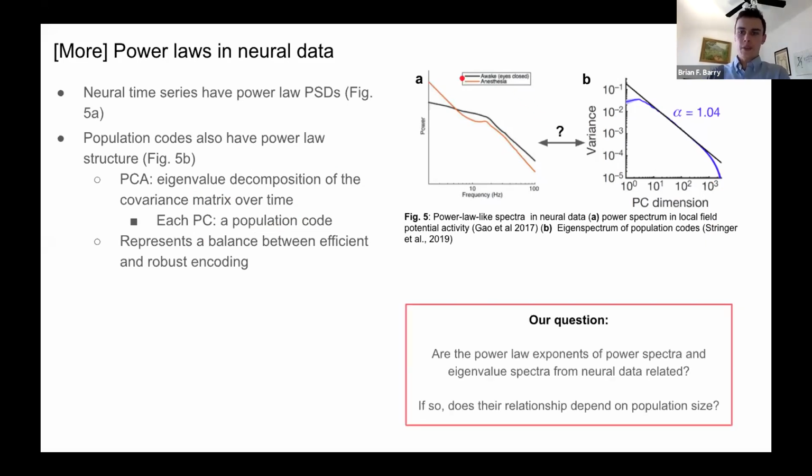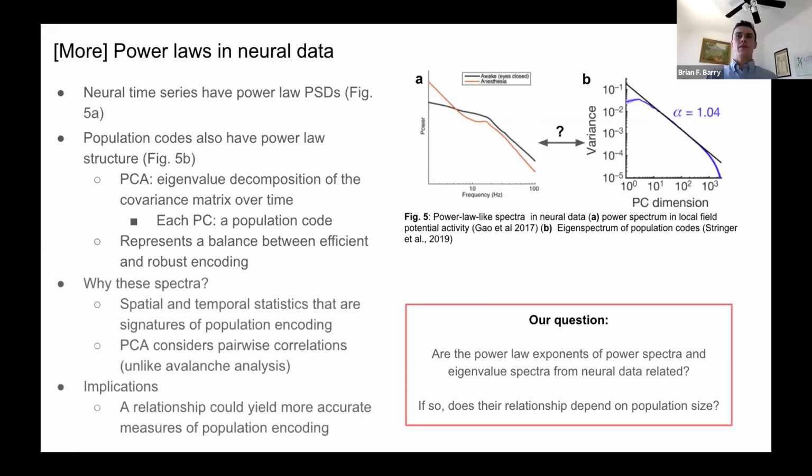So the similarities between these two spectra lead to a question: are the power law exponents of these two spectra related? And if so, does their relationship depend on population size? The latter question builds on the scale-free theme to see if a small sample of neurons would represent the same critical dynamics as the whole.